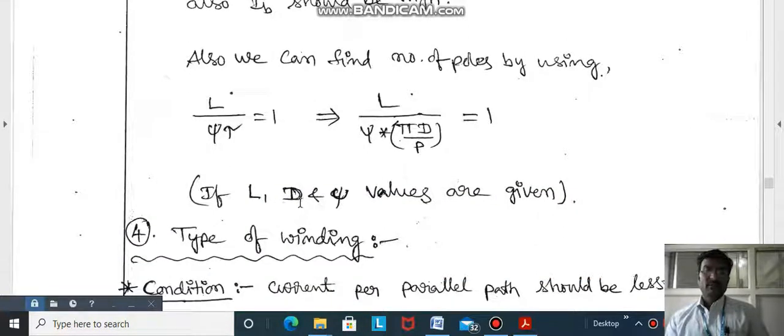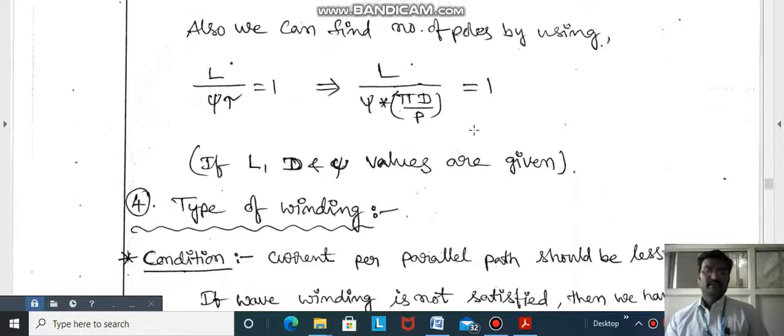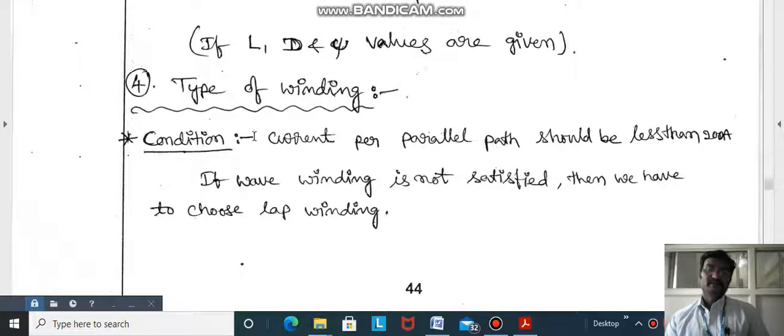If L1, D and psi values are given, we can find this one. Types of findings: the condition is that the current per parallel path should be less than 200 amps. So in the problems, if you solve and find the value of the parallel path current to be more than 200 amps, then what you found is wrong. The current should not go beyond 200 amps in the parallel paths. If this is not satisfied, then we have to choose lap winding.